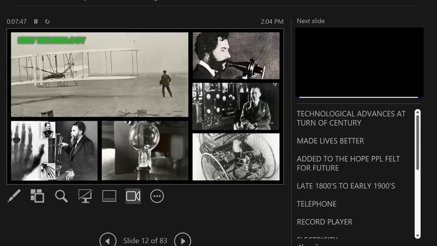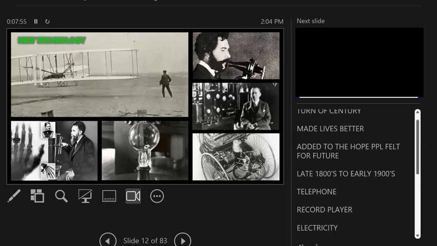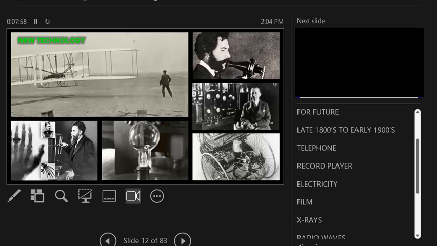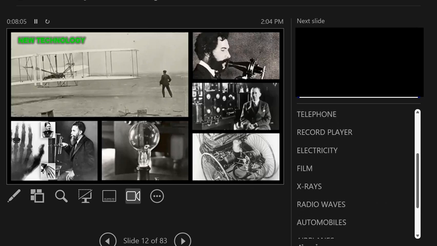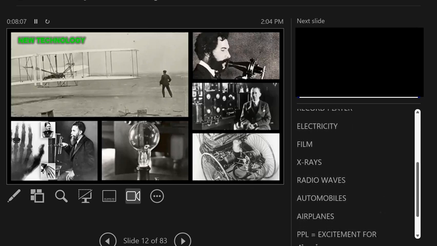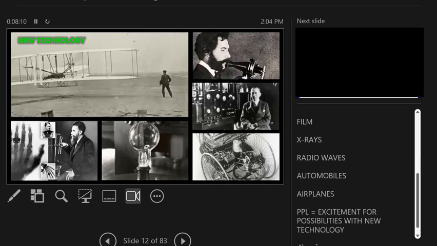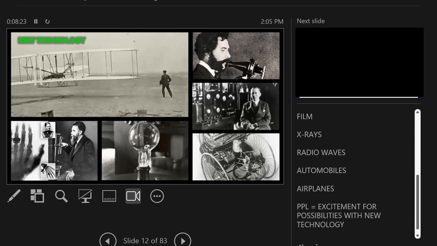Also, at this time, we had all this new technology. Technological advances at the turn of the century made our lives better, and they added to the hope that people felt for the future. From the late 1800s to the 1900s, the telephone was invented, the record player was invented, electricity was harnessed. They invented film. We talked about photography. X-rays, you can see in the lower left-hand corner, allowed doctors to look inside the body and see what was wrong instead of cutting people open or guessing.